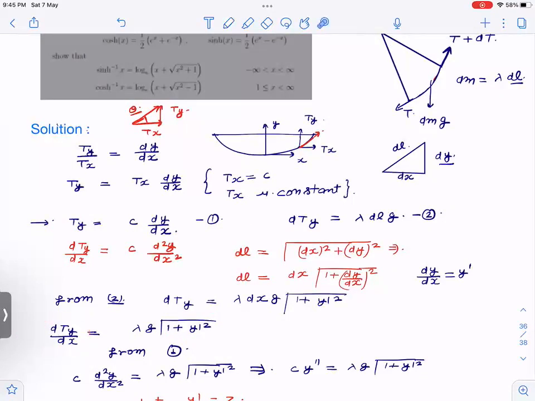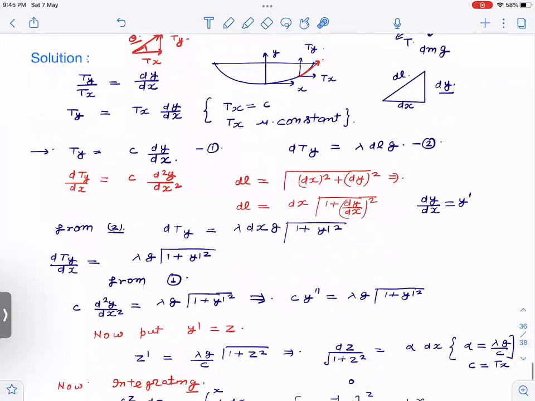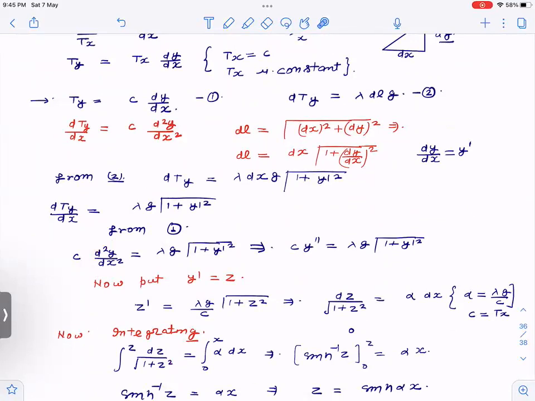d of Ty by dx, I am now substituting from here, right? So this becomes then C d square y by dx square is lambda g root over 1 plus y prime whole square. So now d square y by dx square, I have written y double prime. So y double prime is equal to lambda g by c root over 1 plus y prime whole square. Right, now you have the idea what to do next. So I am now putting y prime as z, dy by dx as z, assuming another variable. So here this becomes a very simple differential equation. Z prime is equal to lambda g by c.